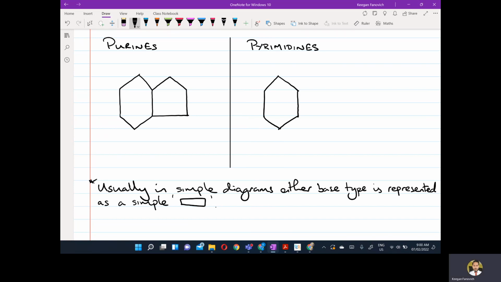Okay. Now, on top of that, we have two of each type, two purines and two pyrimidines. There's a third pyrimidine, which we'll deal with when we come to RNA. But for now, the two that you need to know for purines are adenine and guanine. And the two for the pyrimidines are thymine and cytosine.